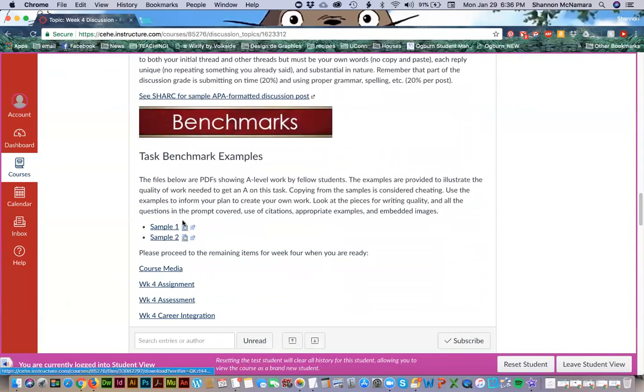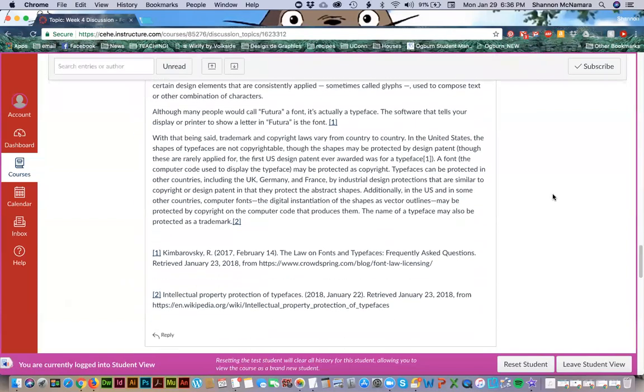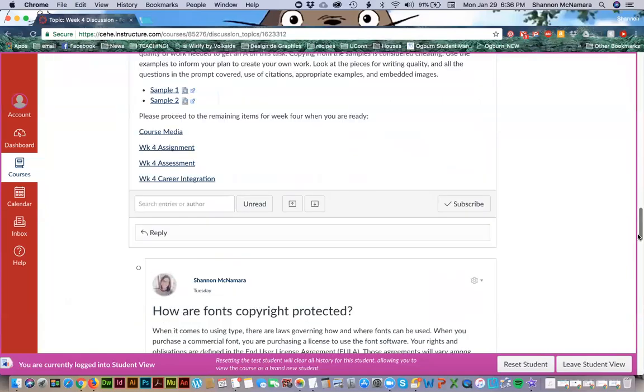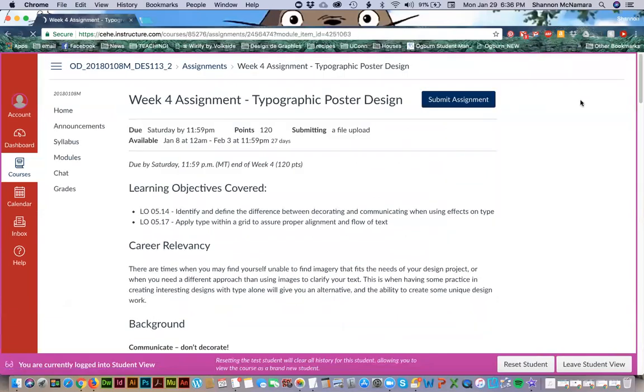And there are some samples that you can look at. So make sure that you don't forget to do your discussion this week. I know some of the courses don't have a week 4 discussion, and then some of them do. So, just remember that going into this week, that you have a week 4 discussion.